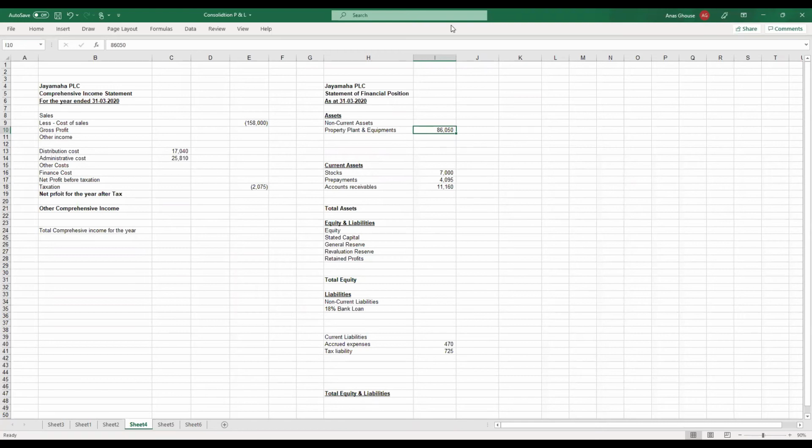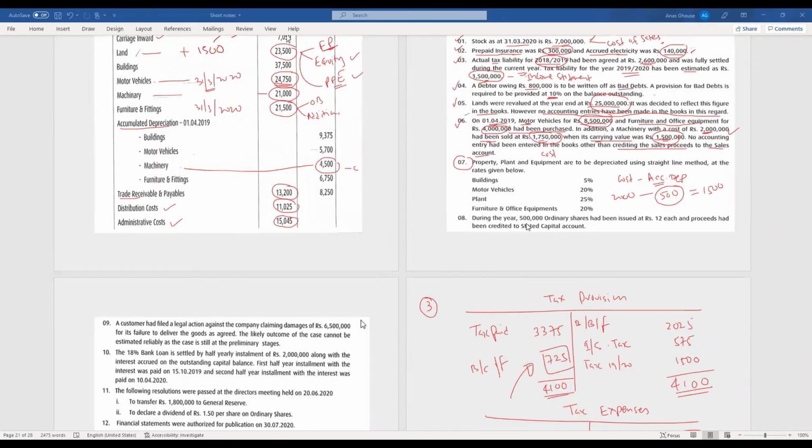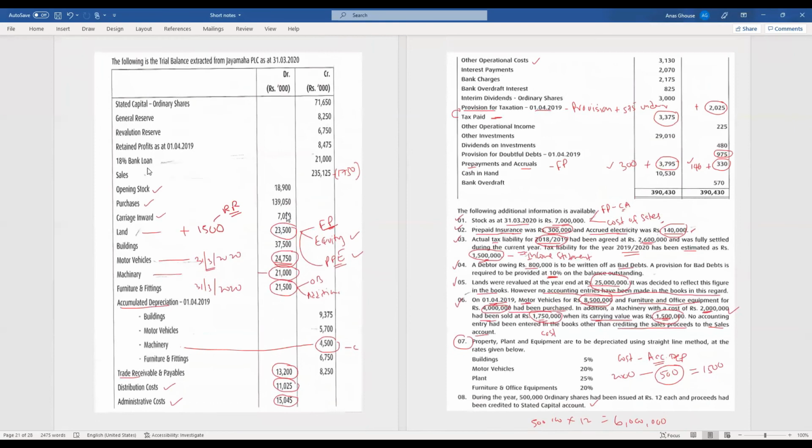Okay, now let's move on to the next section. During the year, 500,000 ordinary shares had been issued at 12 each and proceeds had been credited to stated capital. So which means 500,000 times 12. Okay, so which will be 6 million. Okay, has been issued during the period. Okay, so this is credited to the stated capital. So this is also another presentation.